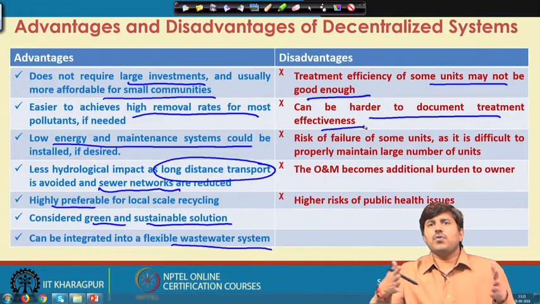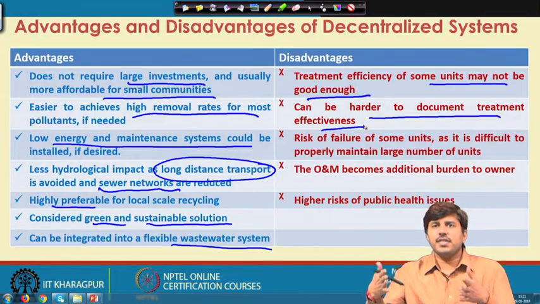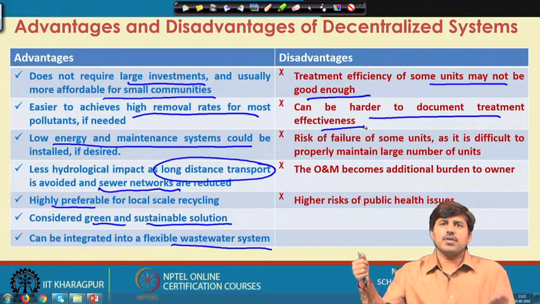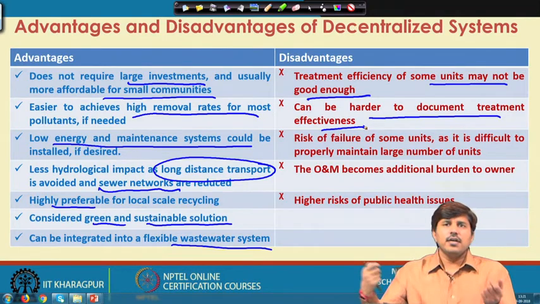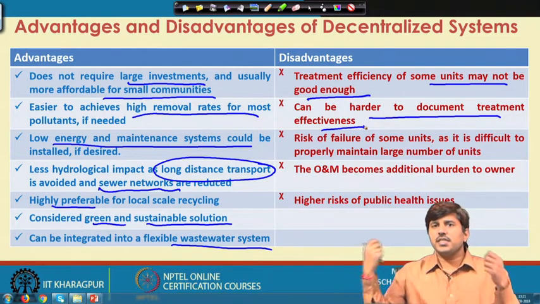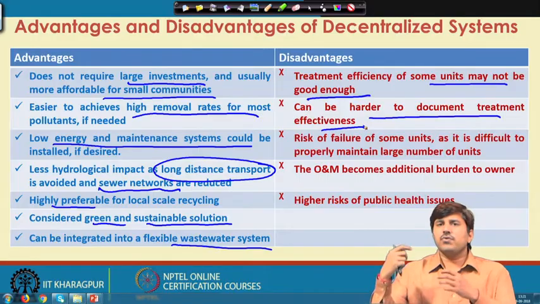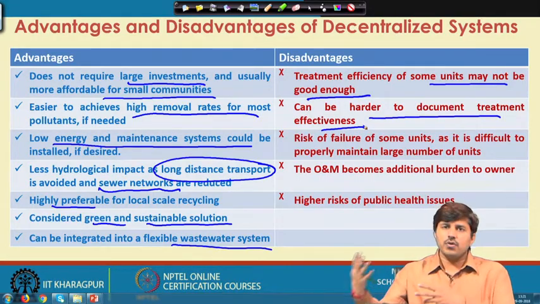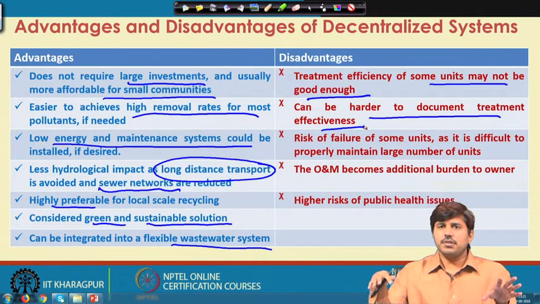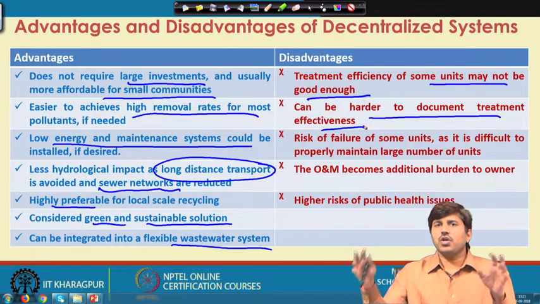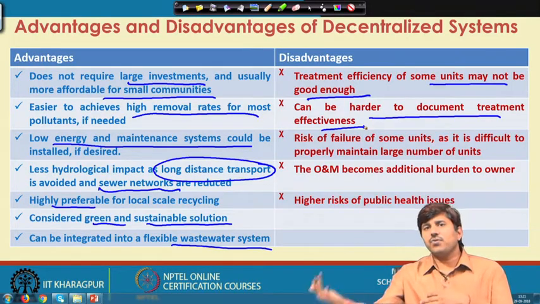So, if you want to analyze the treatment effectiveness in a centralized treatment system, you can grab some samples from inflow, some samples from outflow, and you are done. But in smaller treatment facilities, instead of one, if you have 100 treatment plants and you want to analyze samples in duplicate for inflow and outflow, just 4 samples are good enough for a centralized treatment facility, 2 from inflow and 2 from outflow. But with 100 smaller treatment plants you will need 400 samples, 2 from each inflow and 2 from each outflow. So, instead of 4 you have to analyze 400 samples.